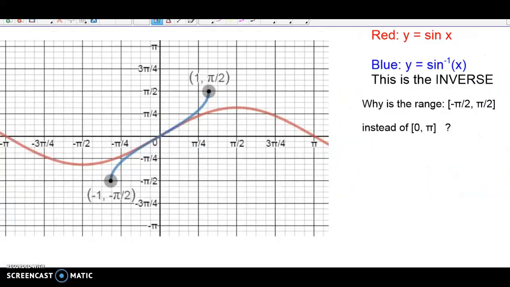Okay, so we're going to talk about the same thing with our inverse sine curve. And you'll notice just like on cosine, here is our sine curve in red, and we have our inverse sine curve in blue. And again, it is truncated. It is shorter than the rest of it. And so we want to figure out not only why do we only have these values that are here, but why are we going from negative pi over 2 to pi over 2? Why are we not going from 0 to pi like the inverse cosine?